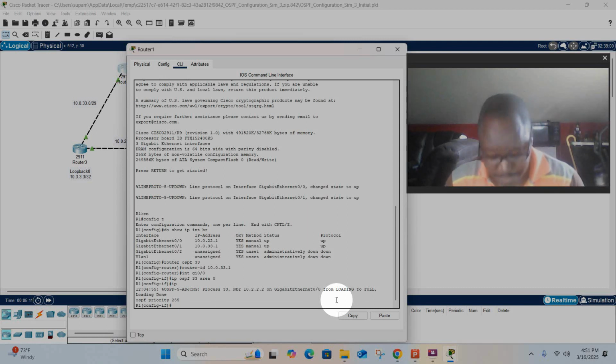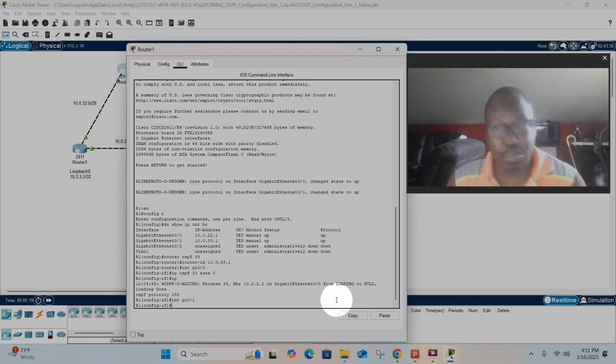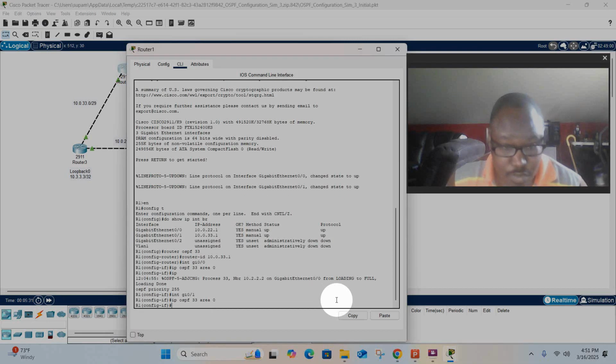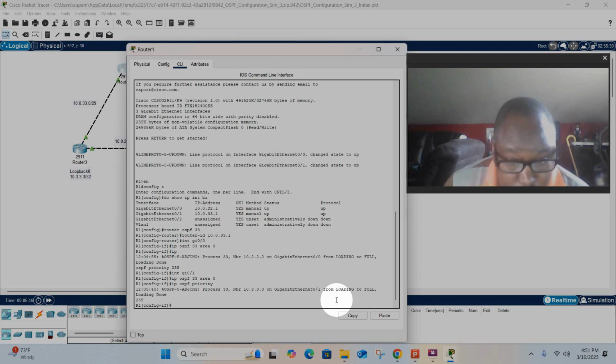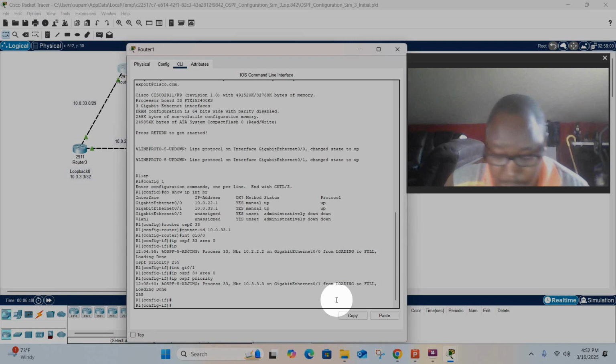So now that we're done with that interface, we're going to go to the next one. Interface Gi0/1. And it's the same thing. We're going to put the same command. So it's IP OSPF 33 area 0. IP OSPF priority 255. And there we have it. So that's all there is to it.